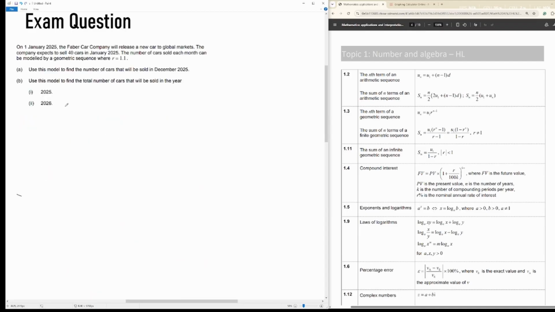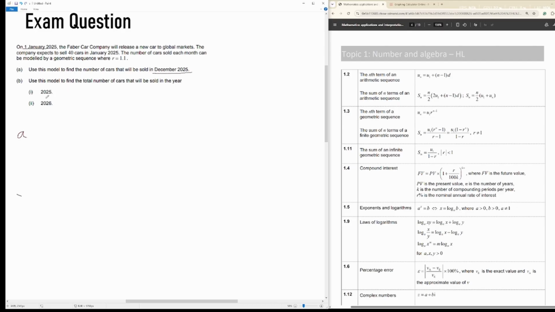On the 1st of January 2025, the Faber car company will release a new car to global markets. The company expects to sell 40 cars in January 2025. The number of cars sold each month can be modeled by a geometric sequence where r equals 1.1. So let's start with A. Use this model to find the number of cars that will be sold in December 2025.